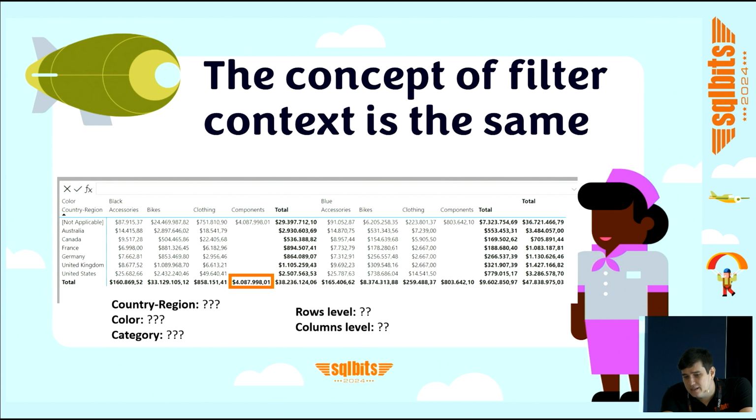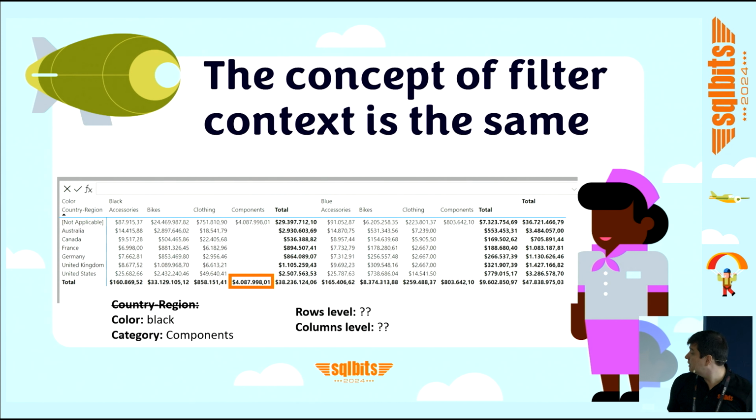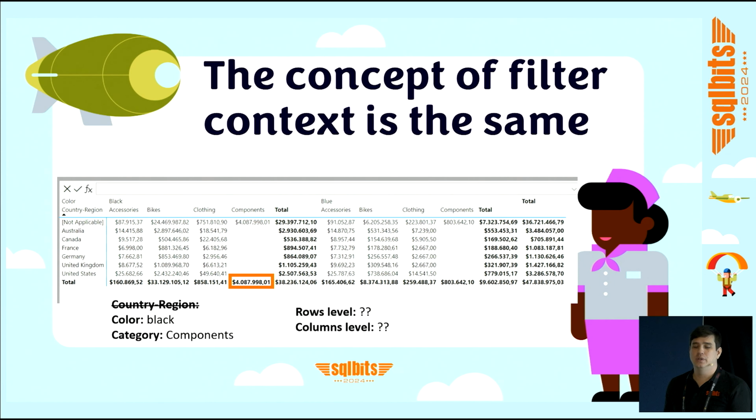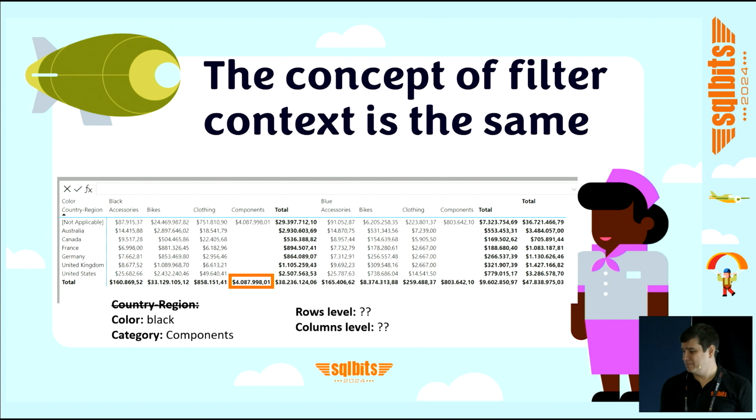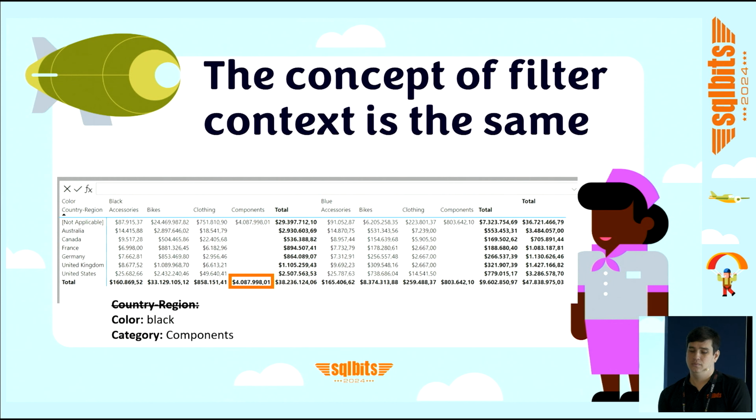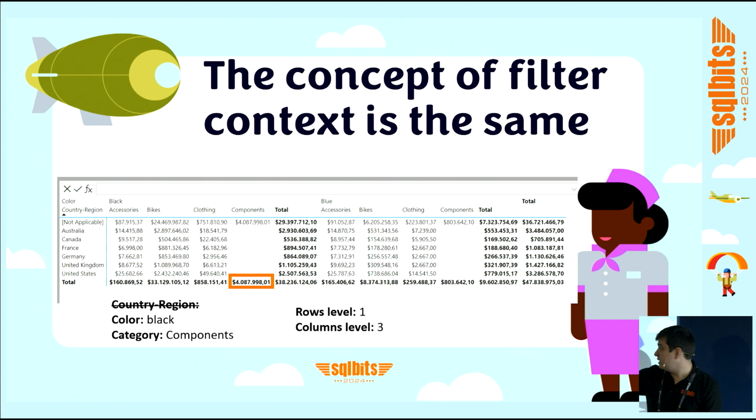It's supposed to be easy, right? This highlighted cell, couple of minutes to think. Color black, category components, but there's no need to set a filter in the country region, because in that level, I don't have a country region granularity available. And when you think about the rows and columns levels, as I am the grand total part is level 1, and the column level is still 3, because I'm filtering by color and category.